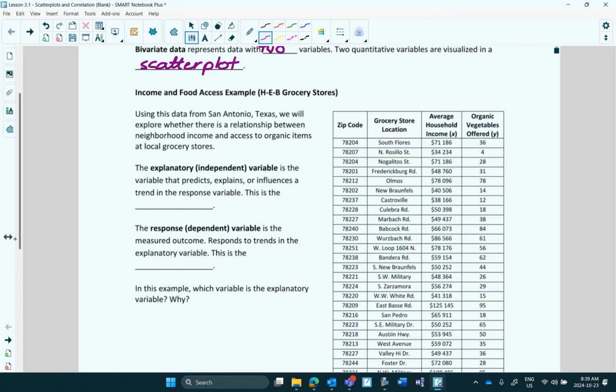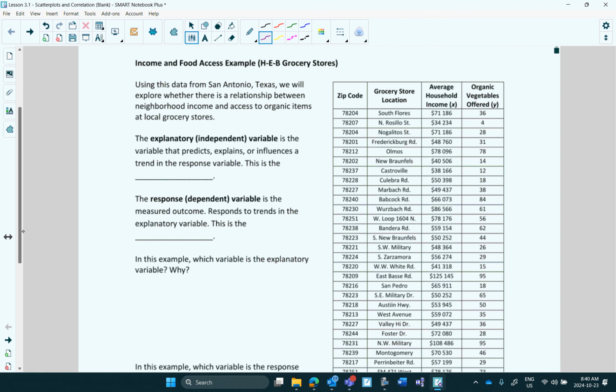Okay. So using this example, HEB is a grocery store chain in Texas. So it's like a Safeway, it's like a Sobeys. All right. So this example explores whether there's a relationship between the neighborhood income in San Antonio, Texas, and the number of organic items that are available at the local HEB grocery store. So we've got two variables, income and access to organic items, or number of organic items offered.